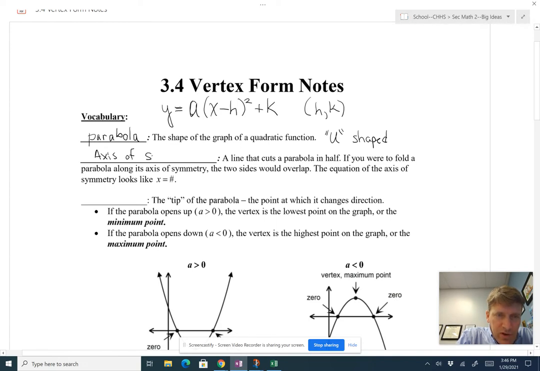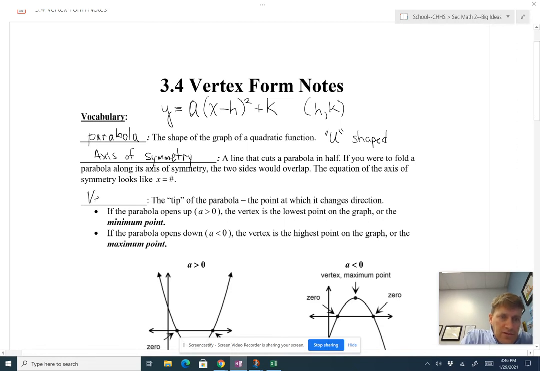Axis of symmetry is a line that cuts a parabola in half. If you were to fold the parabola along its axis of symmetry, the two sides would overlap. The equation of the axis of symmetry looks like x equals a number.